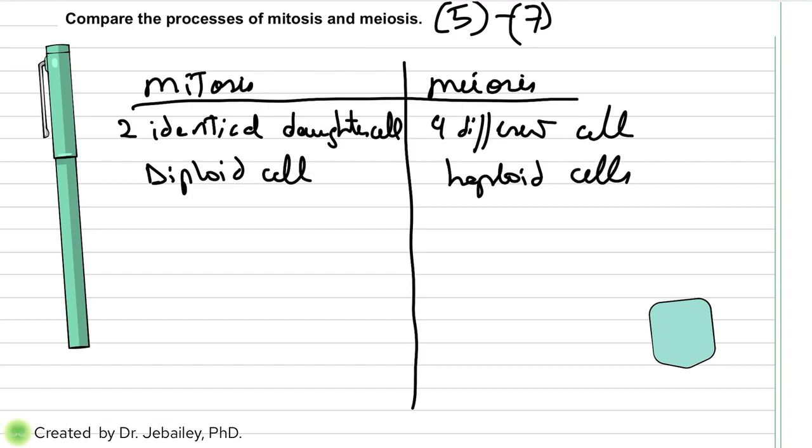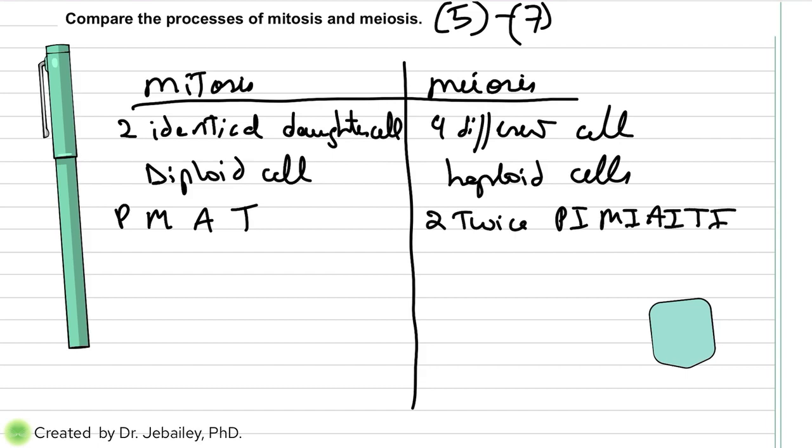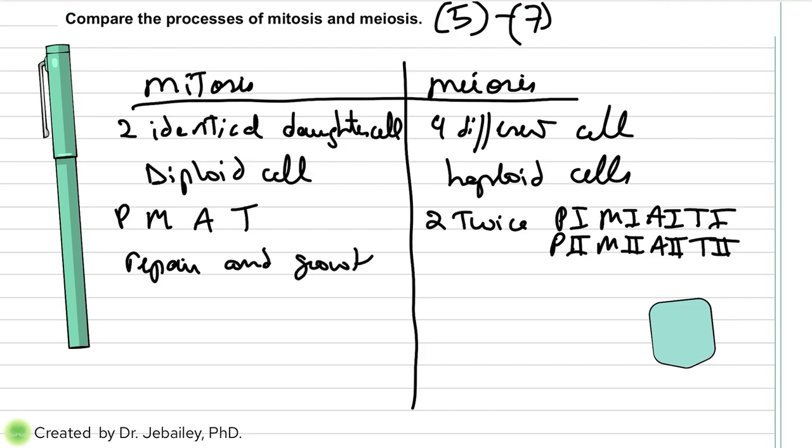We can say mitosis has just one process, that means one prophase, metaphase, anaphase, and telophase, while here you go through the process twice, right? 2 times. So that means you have prophase 1, metaphase 1, anaphase 1, telophase 1, and then you have prophase 2, metaphase 2, anaphase 2, and telophase 2. You can say mitosis is all about repair and growth. That's the reason why you do mitosis. And here it is to produce gametes. In this case, we can talk about the sperms and the eggs.